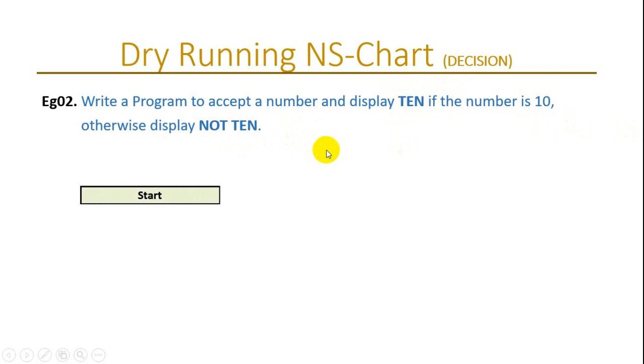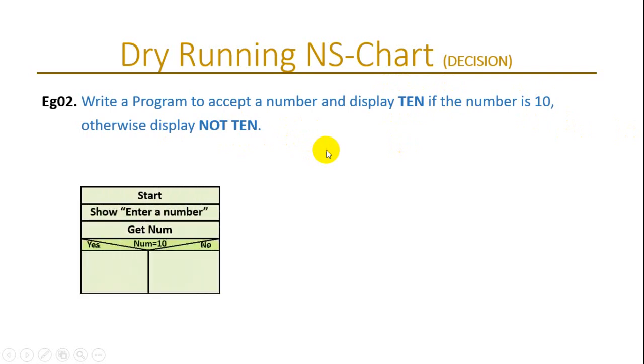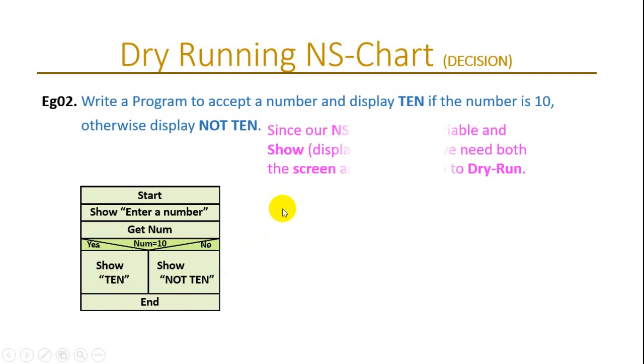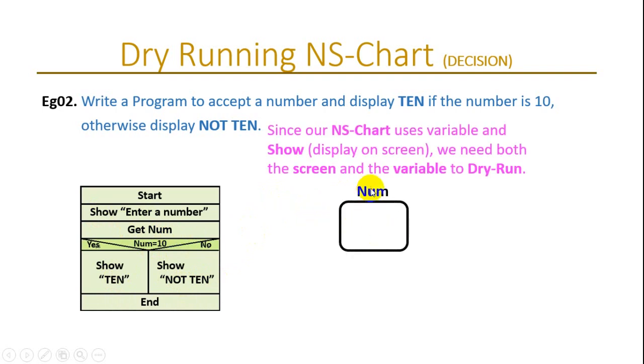Okay, so let's go through that. So start. Enter a number. See, after taking the number, if the number is 10, yes, I want to say 10. If it is no, I want to say not 10. So basically that's it. So anyway, we'll just try a dry run through this. This also has show and variables. So you will have the variable, which is num, and the screen.